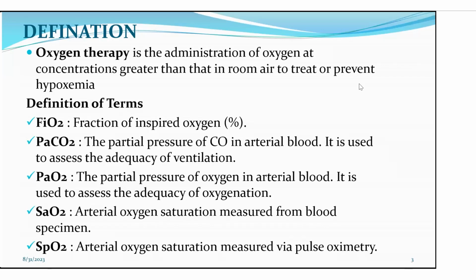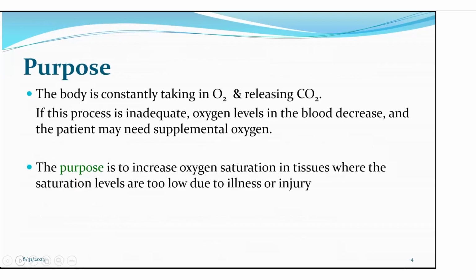The SaO2, that is the saturation of oxygen, is the arterial oxygen saturation measured from a blood specimen, where we do arterial blood gases. We also have SpO2, where the arterial oxygen saturation is measured via pulse oximetry. The purpose: the body is constantly taking in oxygen and releasing CO2. If this process is inadequate, oxygen levels in the blood decrease and the patient may need supplemental oxygen.